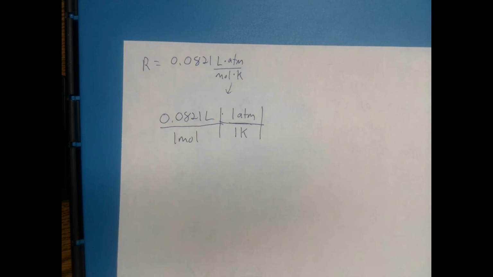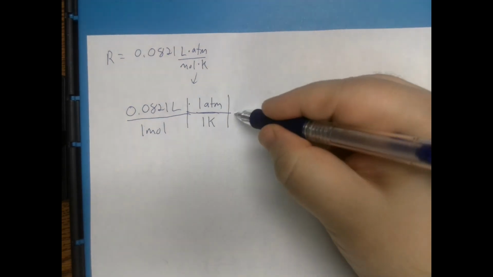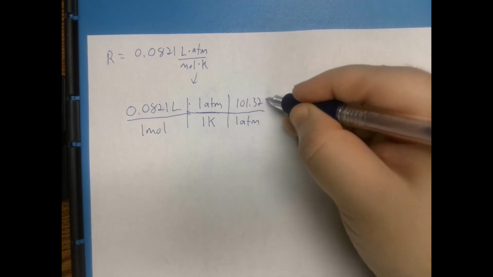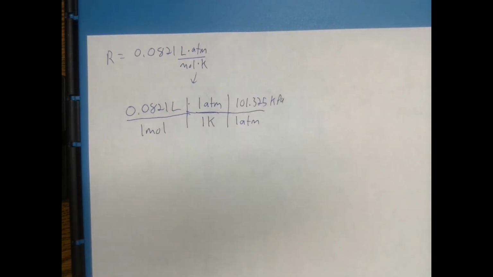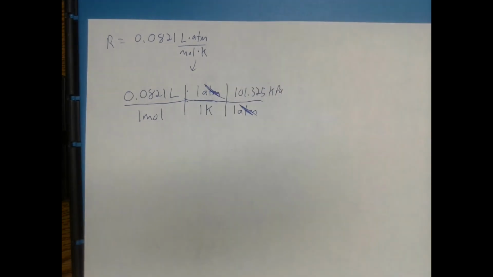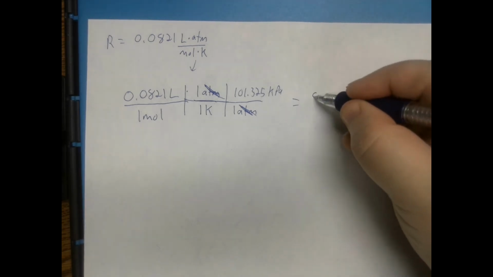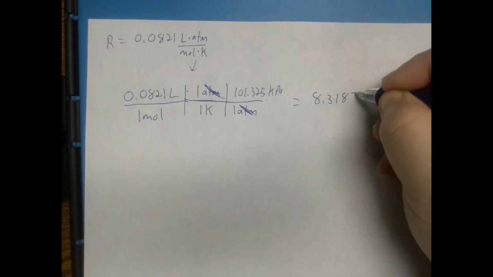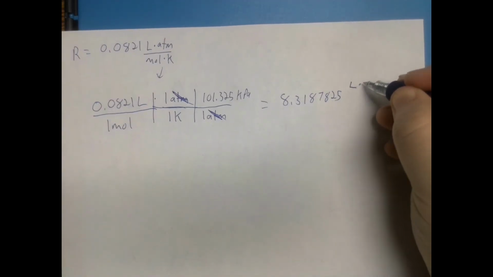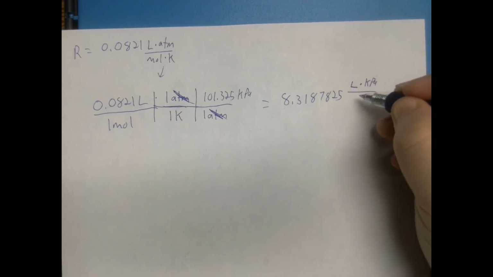If I wanted to convert it into kilopascals, 1 atmosphere is equal to 101.325 kilopascals. So atmospheres cancel out. And if I rework this problem, I get 8.3187825. My units that are left are liters times kilopascals divided by mole Kelvin.